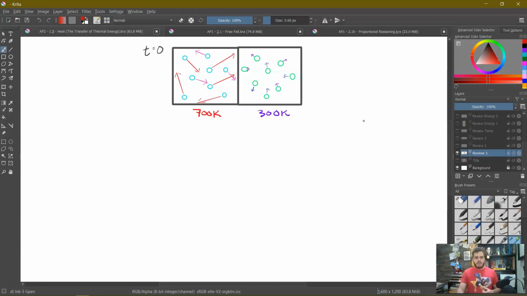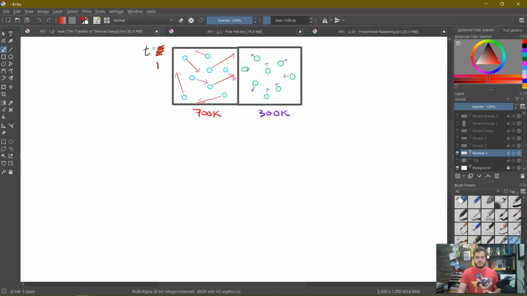Now let's pretend we have a couple boxes here, and these boxes each have gas particles moving inside. The box on the left is at 700 Kelvin, the box on the right is at 300 Kelvin. From what we know about temperature, which is basically a measurement of the average kinetic energy of the particles, the box on the left at 700 Kelvin is going to have particles moving way faster than the box on the right. And let's say this is at t equals 0, they're insulated from each other.